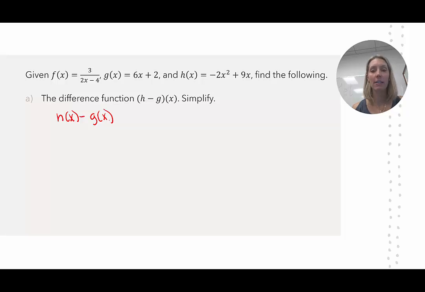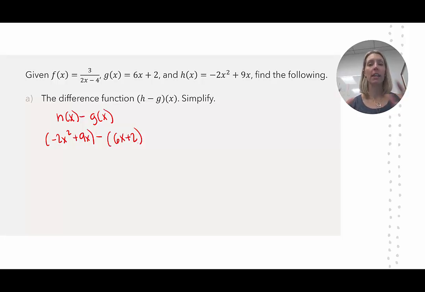Well, what is h of x? Negative 2x squared plus 9x. And I use substitution to do that. Negative 2x squared plus 9x minus, what am I subtracting from it? 6x plus 2. I have to have the parentheses around the 6x plus 2 because I'm subtracting the entire function, the entire expression from that h of x.